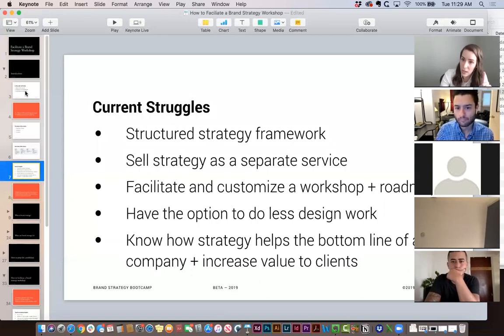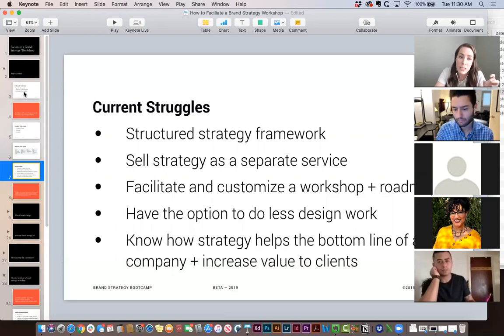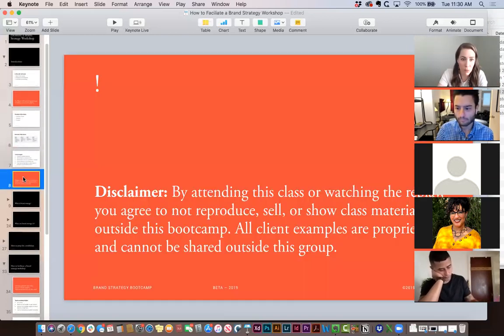So these are some current struggles that I heard from you guys right now, and then also from the Facebook group. There's much more than just this, but these are the ones that I'm going to be really focusing on and addressing throughout this course. So structuring your own strategy framework or tweaking the one you already have. Selling strategy as a separate service, that's going to be really big for you guys. Facilitating and customizing your workshop and roadmap. Having the option to do less design work or none at all, because I know some of you aren't designers. And then knowing how strategy helps the bottom line of a company and increases the value to clients. So that's also a really big one.